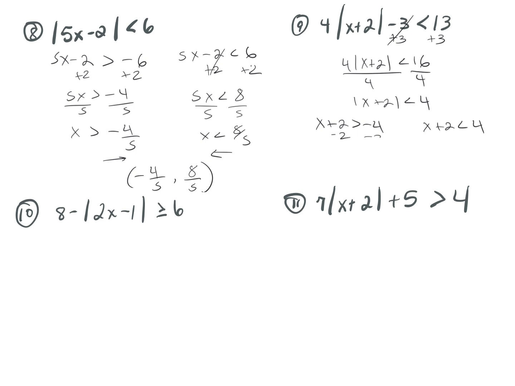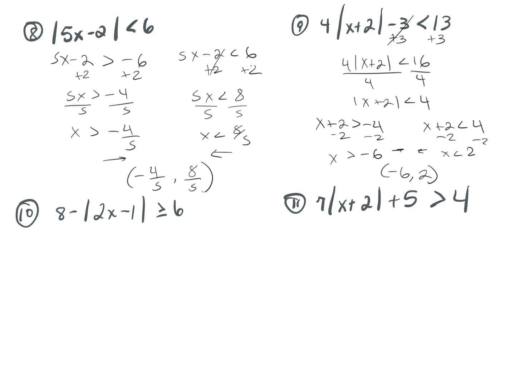I'm going to go ahead and subtract the 2 to get x is greater than negative 6. Subtract the 2 to get x is less than 2. Again, they're pointing towards each other, so it's an AND. So it's going to be from negative 6 to 2 in parentheses. Now I'm going to do the same thing for 10.